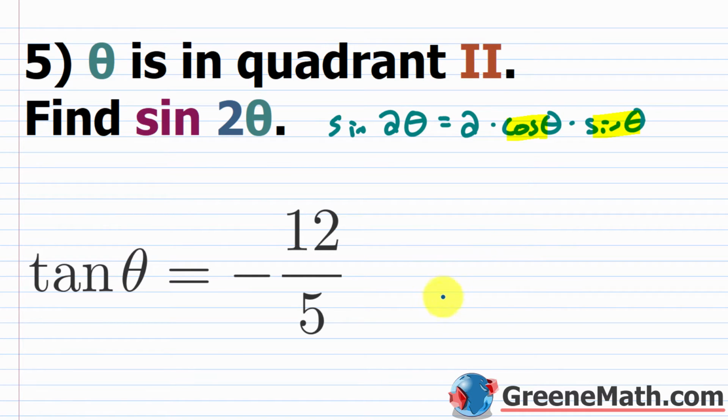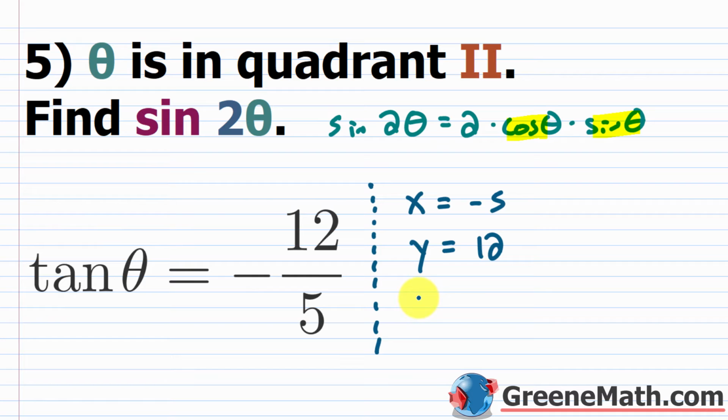Well, the easiest way here is probably just to go back to our original definition. We know that if I'm in quadrant 2, the x values are negative and the y values are positive. The tangent is going to be your y over your x. So what we'll say here is that the x value is negative 5 and the y value is positive 12, right? So this is basically 12 over negative 5, which gives me the negative 12 over 5.